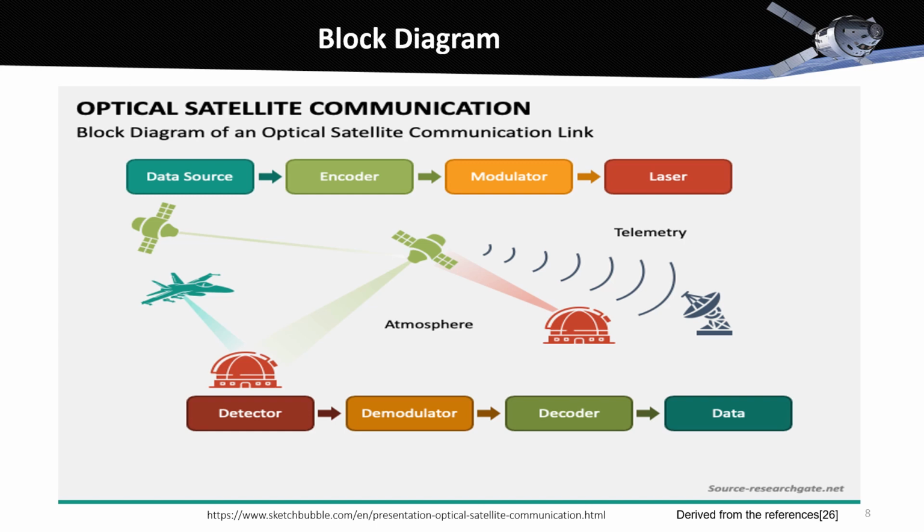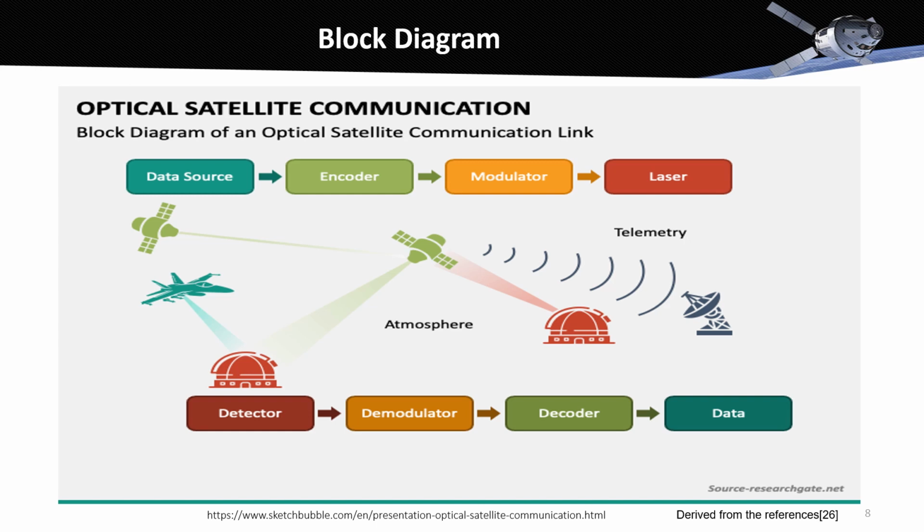On to the next slide, let me explain the block diagram of optical satellite communication. The key components of optical satellite communication are data source and encoder, the modulator and laser, telemetry and atmosphere, detector and demodulator, then decoder and data. Let me explain them in detail.